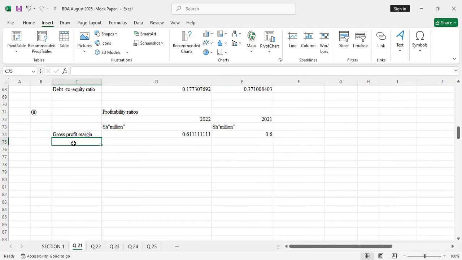The other one, after gross profit, what do we have? We have the operating profit margin.